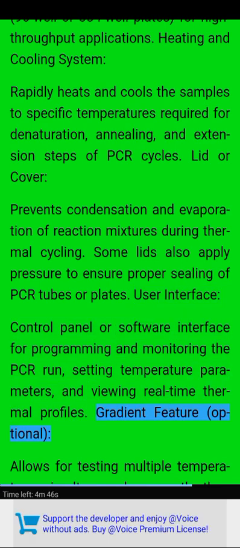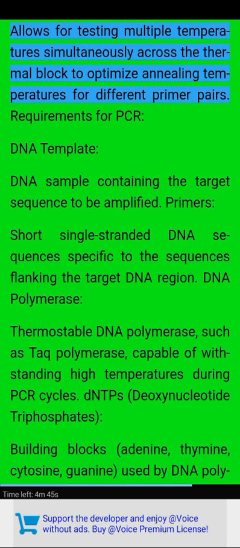Gradient feature, optional: allows for testing multiple temperatures simultaneously across the thermal block to optimize annealing temperatures for different primer pairs. Requirements for PCR. DNA template: DNA sample containing the target sequence to be amplified.